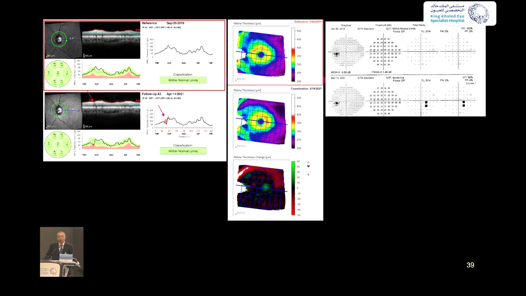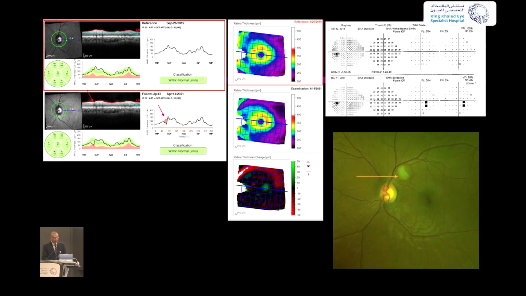This is the exam that showed me. You see here a new field defect, new macular thickness loss, new RNFL loss. But 6 months prior, I had looked at the Optos photo of this patient, and by chance, I picked up a large cotton wool spot. So cotton wool spots are only the tip of the iceberg. We see them rarely, only if it's large.